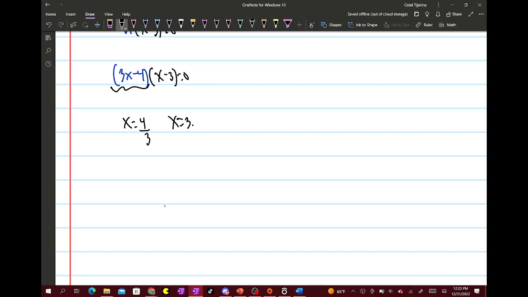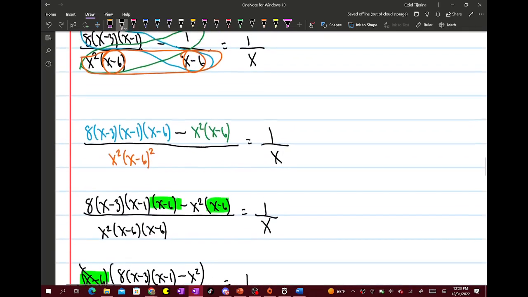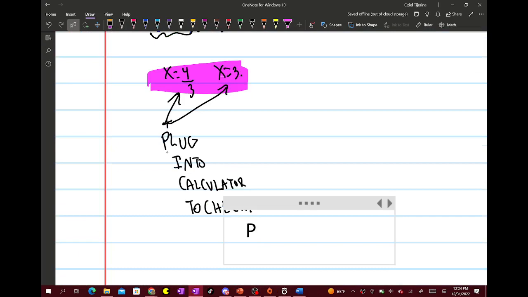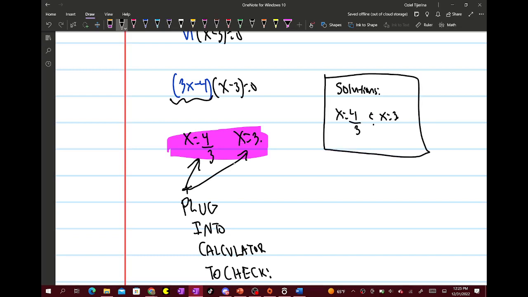Let me put x equals 4/3 in the calculator really quickly. Okay, basically these two check out. So your solutions for this one are x is equal to 4/3 and x is equal to 3. These would be your two solutions.